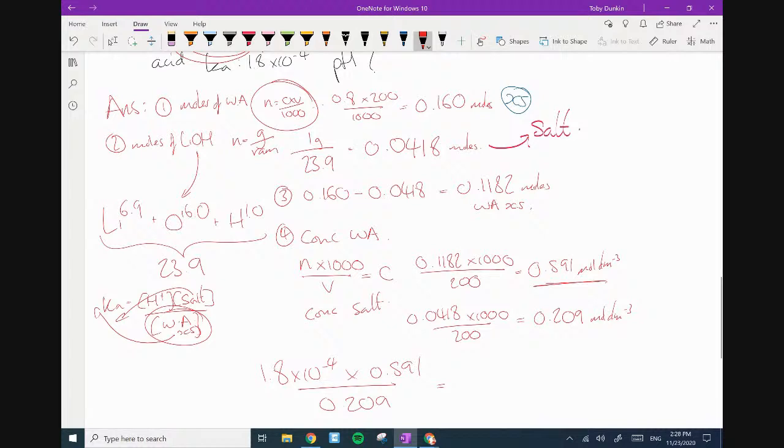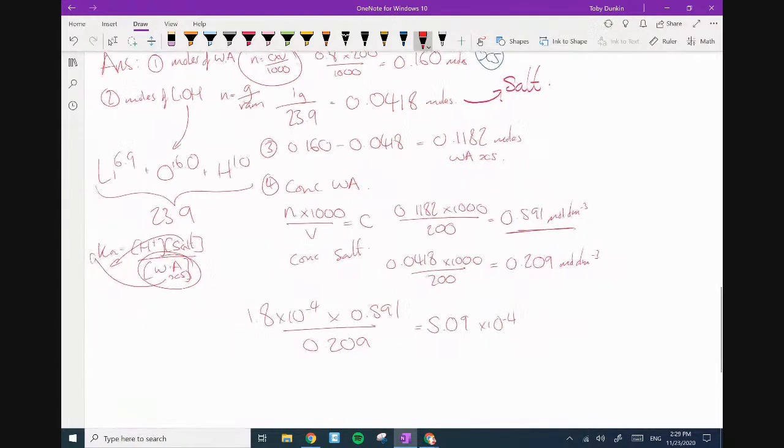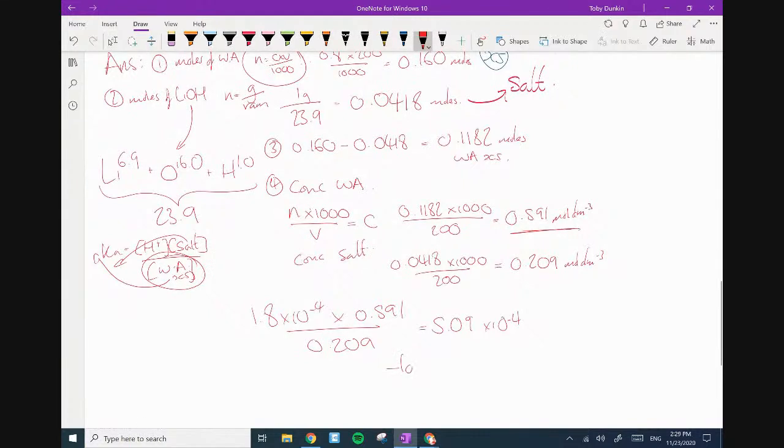So 1.8 exponential minus 4 multiplied by 0.591 divided by 0.209 equals 5.09 times 10 to the minus 4. Right, minus log answer equals pH. pH 3.3. We're done.